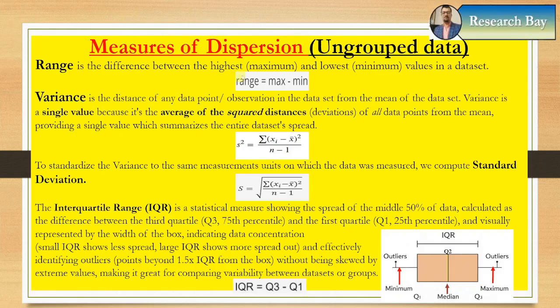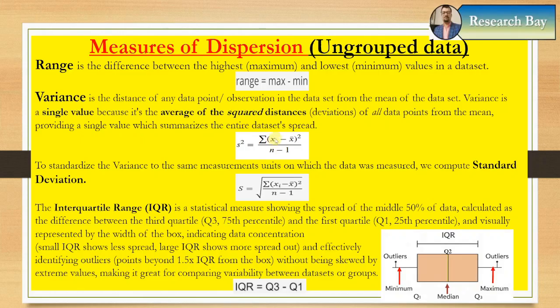Range, which is the difference between the highest and the lowest value, as I told you: maximum value minus minimum value, 9 minus 4 in our case, that is 5. Variance is the distance of any data point or observation in the data set from the mean of the data set. It is a single value because it's the average of the squared distances of all the data points from the mean, thus providing a single value which summarizes the entire data set spread.